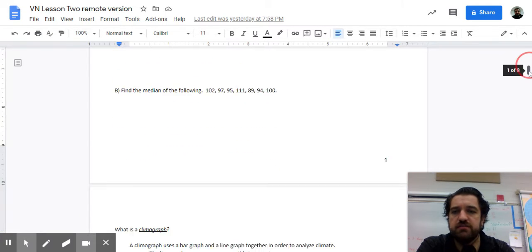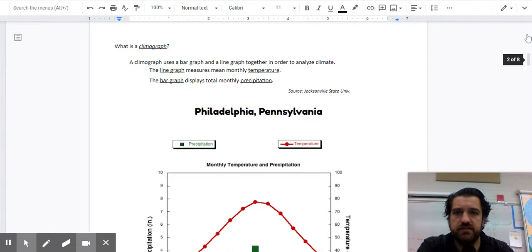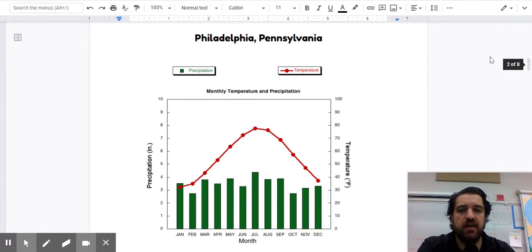All right, now we get into some new stuff. Something called a climograph. Let me give you a little bit more space here. A climograph is a type of graph, obviously, that's going to show you climate. So it's going to provide temperature and precipitation. What makes it a little bit tricky to read is that there's actually two y-axes. You can see over here is precipitation, and then over here is temperature. It's important that you understand what you're looking at.